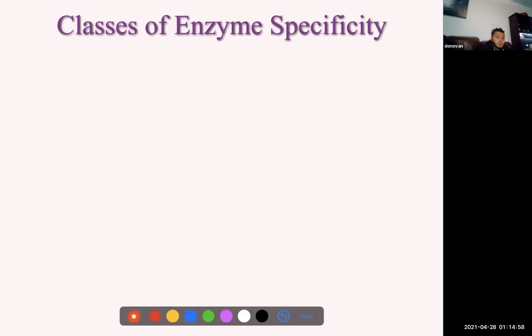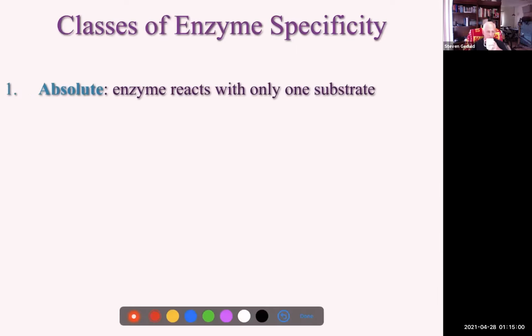Classes of enzyme specificity. You have different ways of classifying or categorizing the way these enzymes bind. Absolute means the enzyme reacts with only one substrate. That's it. It's very, very specific. That matches more like your lock and key model. It's one exact fit. That's what absolute classification is.